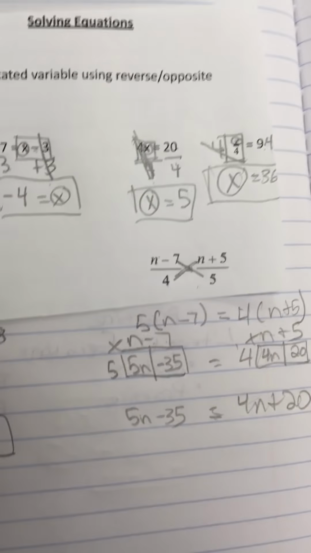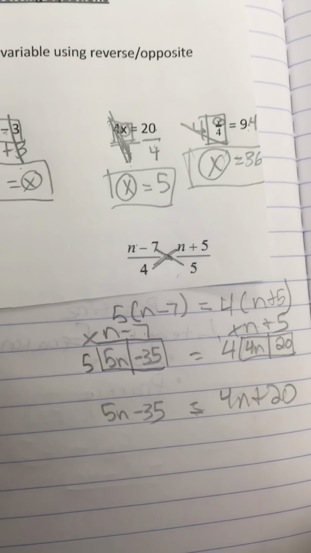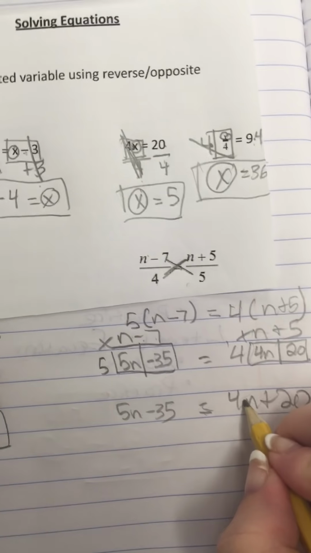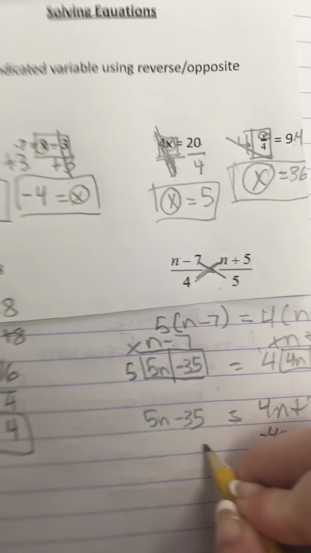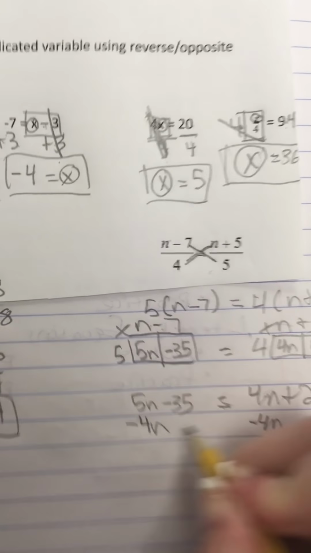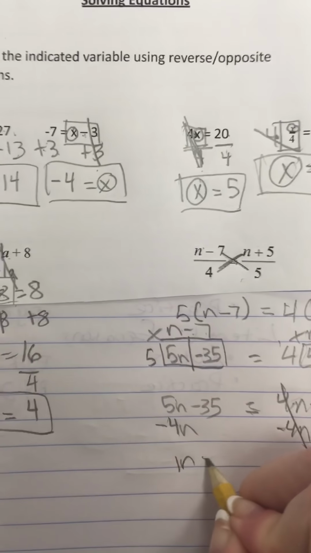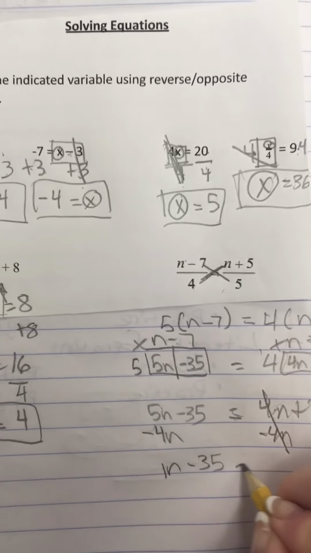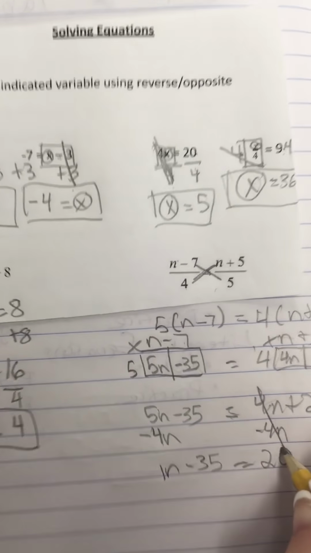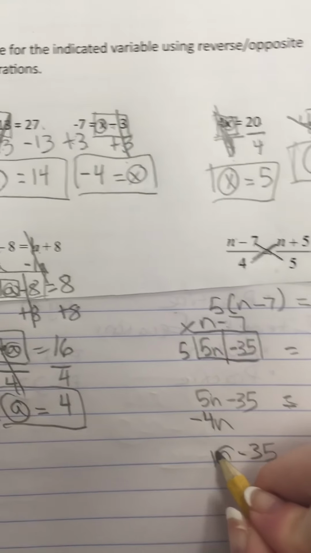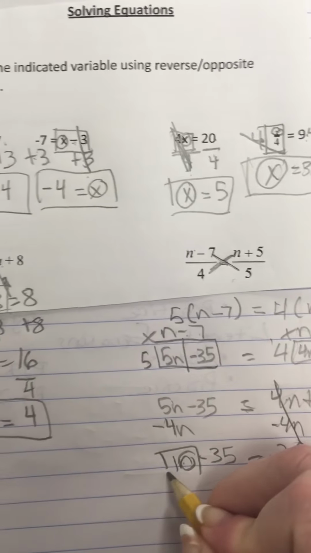All right, so now, like the other problem, we need to make sure our letters are on the left. So the opposite of 4n is negative 4n, so I'm going to subtract 4n on both sides. 5n minus 4n is 1n. Okay, now all my letters are on the left, so I can go ahead and circle it and put my boxes.